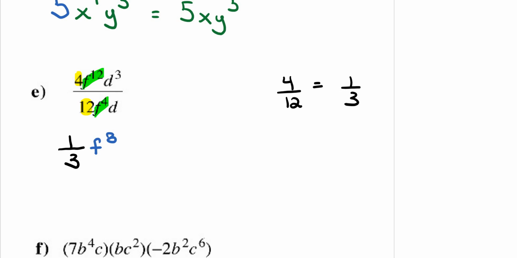And then I have d^3 and d, so there's an invisible 1 here, so 3 minus 1 is going to be 2, so d squared. Okay, so you can write your answer like that. Another way you can write your answer is f^8 d^2 all over 3. So these are equivalent answers right there. So there's a few ways where you can deal with that coefficient of 1/3. You can have 1/3 in the front, or you can have a 3 on the denominator.